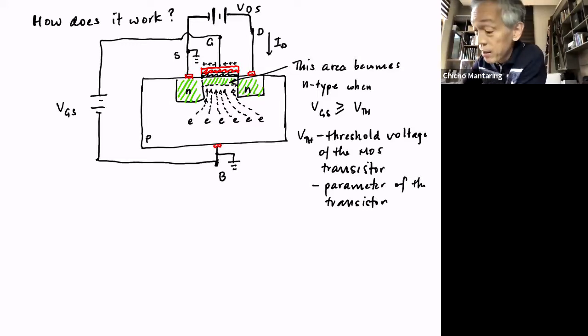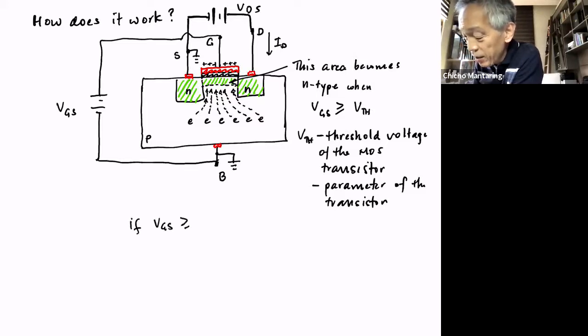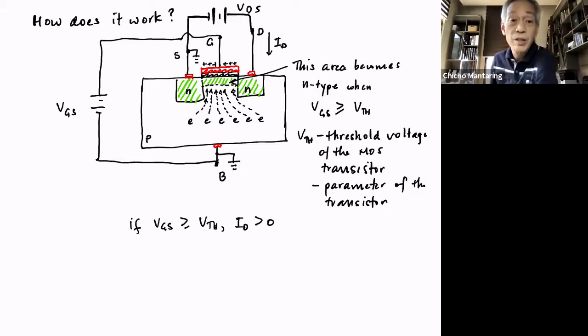ID can flow. Now, it's as if you have a layer here where it can flow, because now this looks like just one material. This N-type here looks like this N-type here. So in effect, this looks like a resistor. So if VGS is greater than or equal to VTH, ID will be greater than 0. Okay?